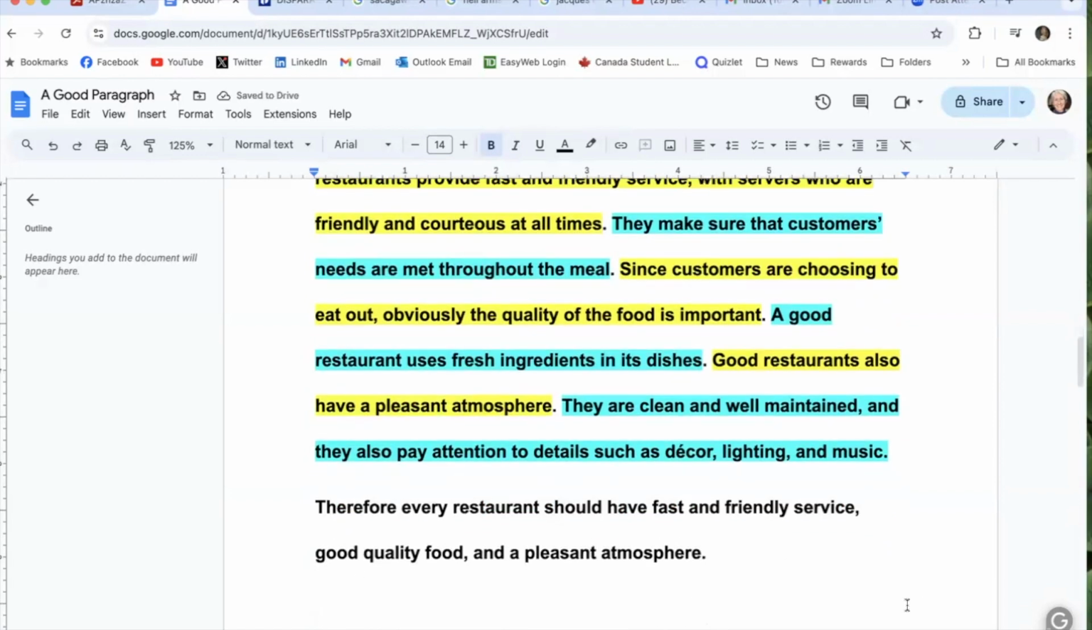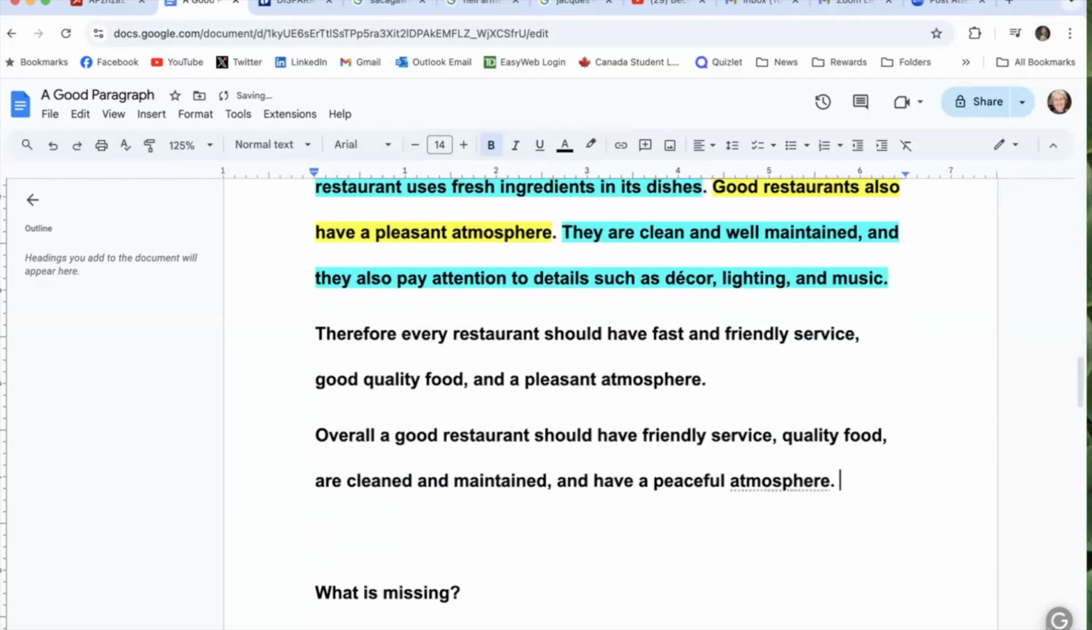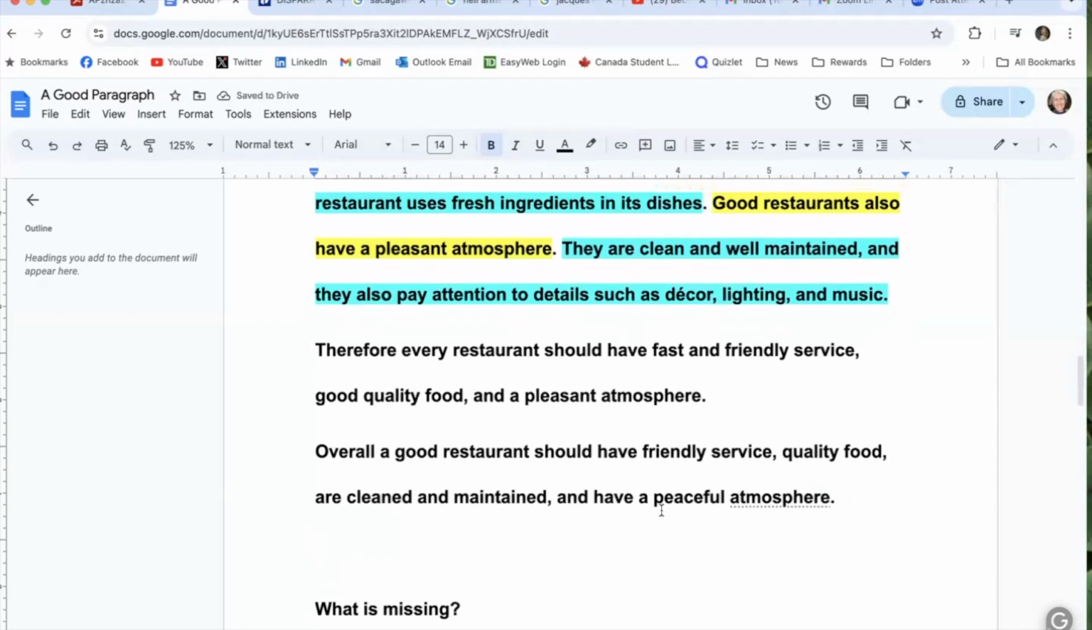All right, let's go down. I'll just do it in the order that you were finished. So Ella, you were finished next. What's your sentence? It's kind of long, but it says That's okay. Let's hear it. No worries. Overall, a good restaurant should have friendly servers, quality food, are cleaned and maintained, and also have a peaceful atmosphere. Okay, let's have a look at this. I think it's pretty good. There might be one little error. Overall, a good restaurant should have friendly service, quality food, are clean and maintained. Okay. And have a peaceful atmosphere.